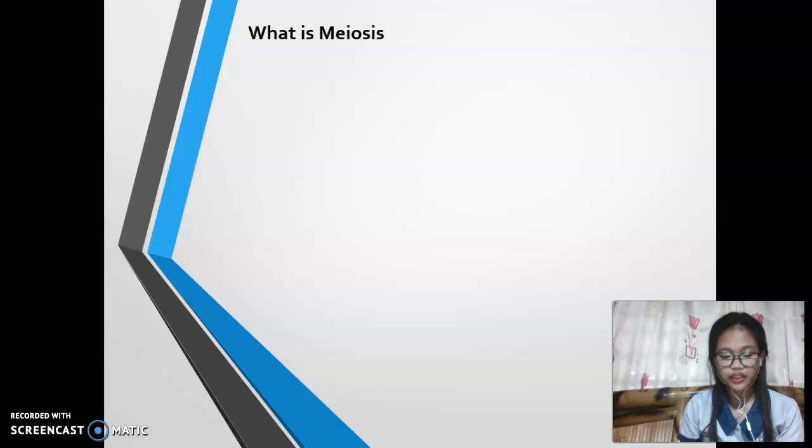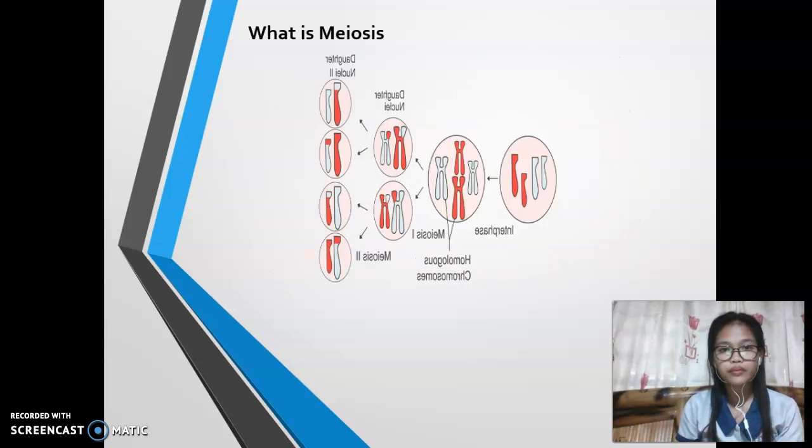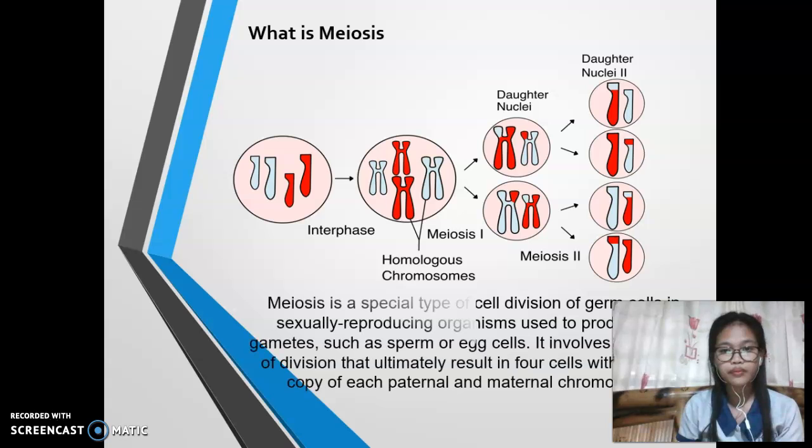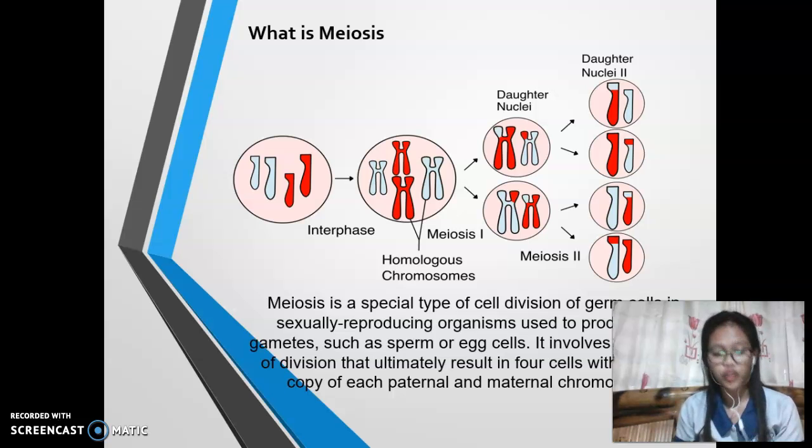What is meiosis? Meiosis is a process where a single cell divides twice to produce four cells containing half the original amount of genetic information. Those cells are our sex cells, sperm in males, egg cells in females. During meiosis, one cell divides twice to form four daughter cells.